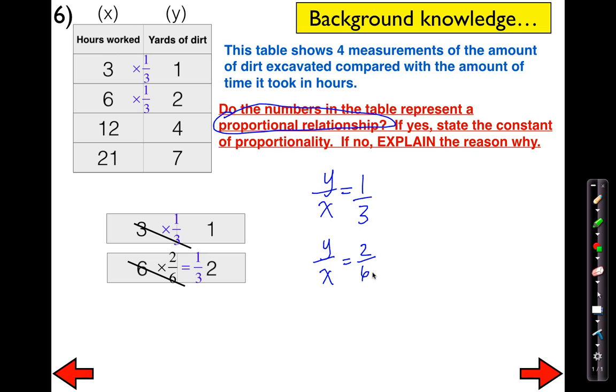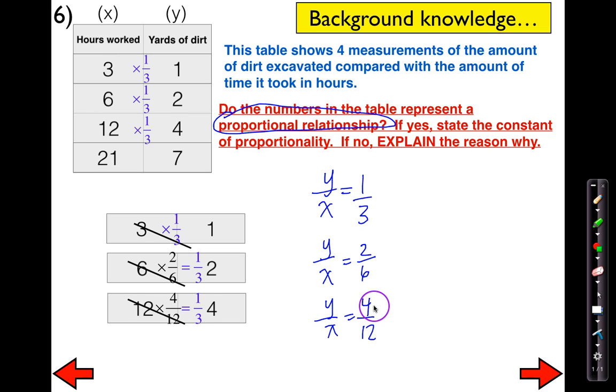Okay, and then the next one, what about 12 and 4? Well, setting up as y over x, you would have 4 over 12. That's what you multiply to give you 4, but again, 4/12 is going to reduce to 1/3. So this is going to follow through with the same. Since every single time I'm multiplying by 1/3, I'm going to say the constant of proportionality is 1/3.